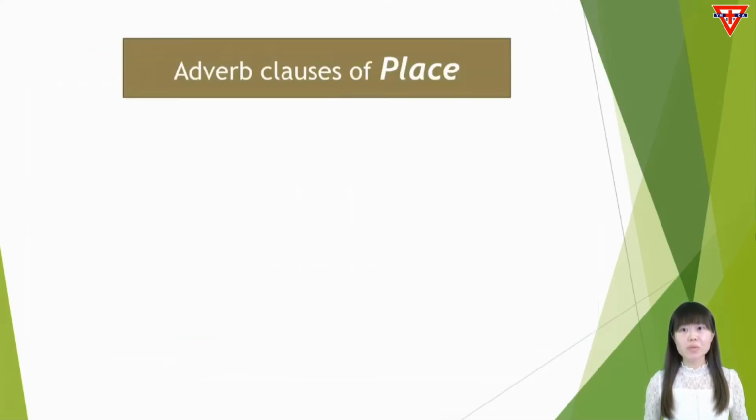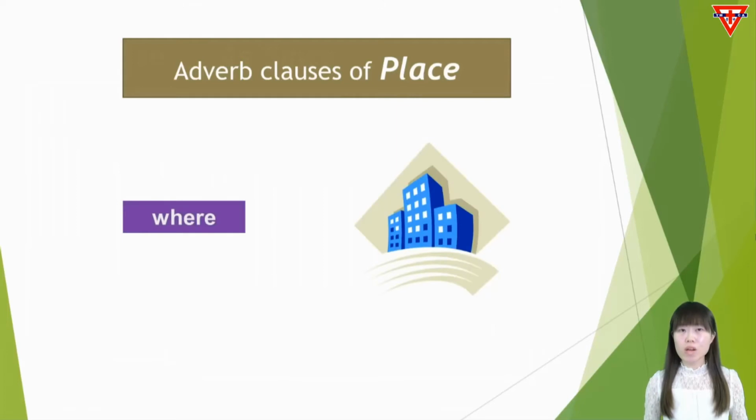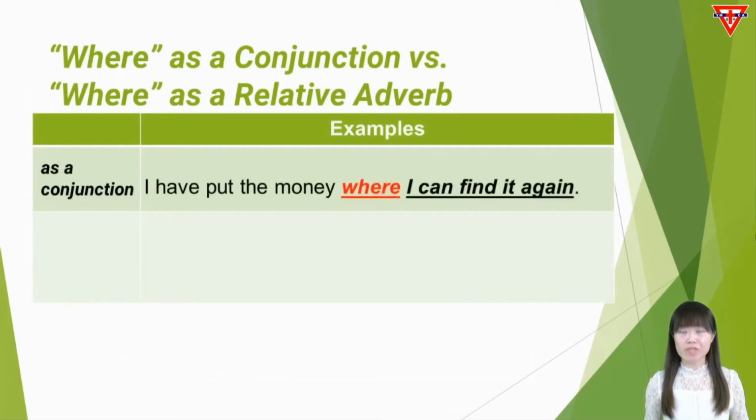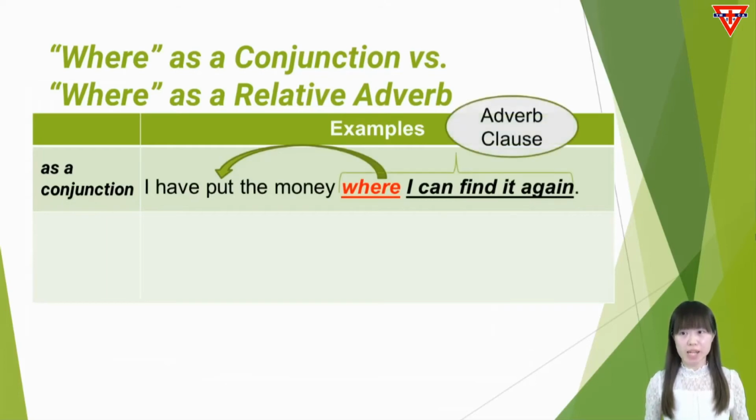Third, adverb clause of place. Where is the conjunction we often use. For example, I've put the money where I can find it again. "Where I can find it again" is the adverb clause, and it modifies the verb "have put."